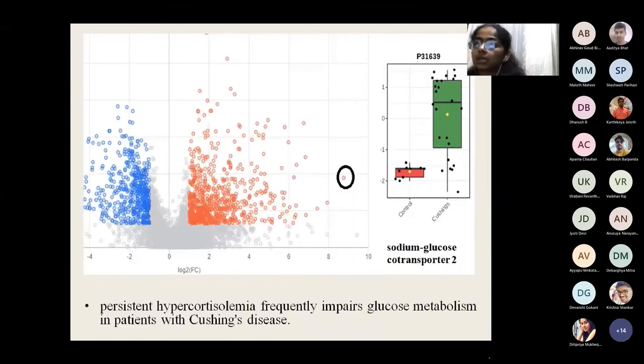Then using the top upregulated protein from the volcano plot, I observed it in the box plot, and through there I could observe that the protein which was top upregulated, that was P31639, which is sodium glucose cotransporter 2, is highly expressed in Cushing syndrome. This was also found in the literature, where it was mentioned that persistent hypercortisolemia frequently impairs glucose metabolism in patients with Cushing disease.